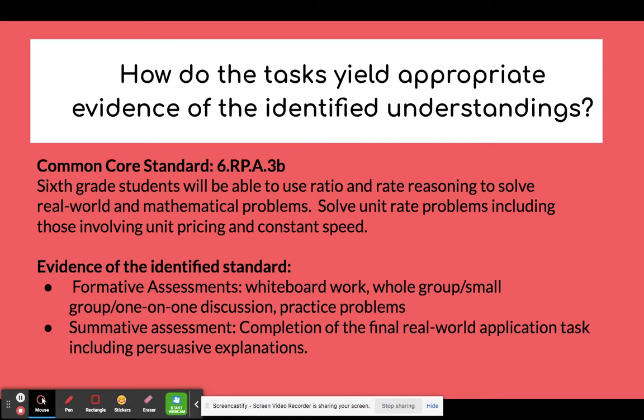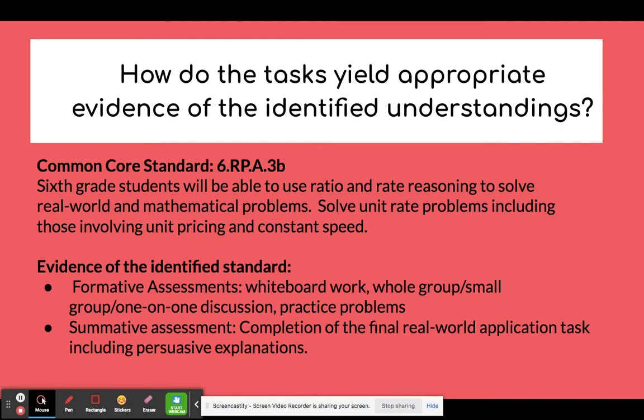the form of formative assessments, in the use of whiteboard work, whole group, small group, and one on one discussions and practice problems. I frequently have my students practice problems on their individual whiteboards and then ask them to do a think, pair, share, where they solve the problem, share their answer with a partner, and then discuss, if one of their answers is incorrect, whose answer is incorrect and why, and then go back and fix it together. So they're doing a self assessment in that situation as well.